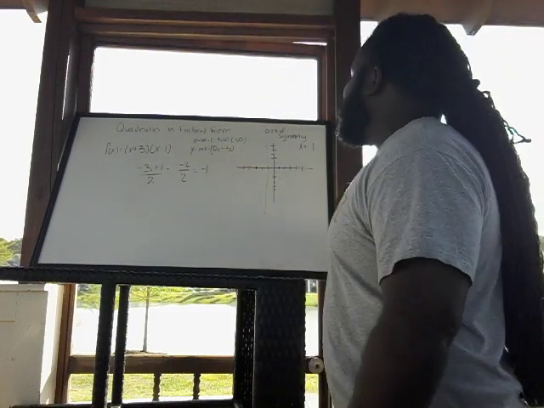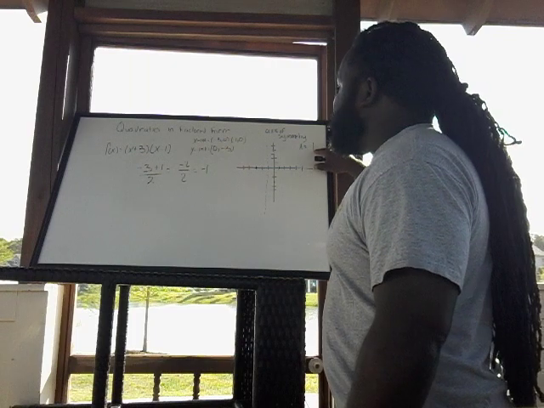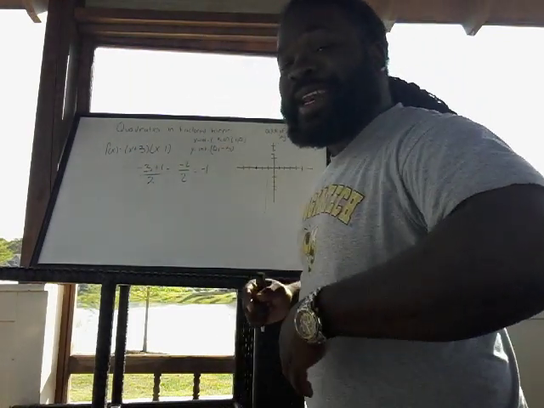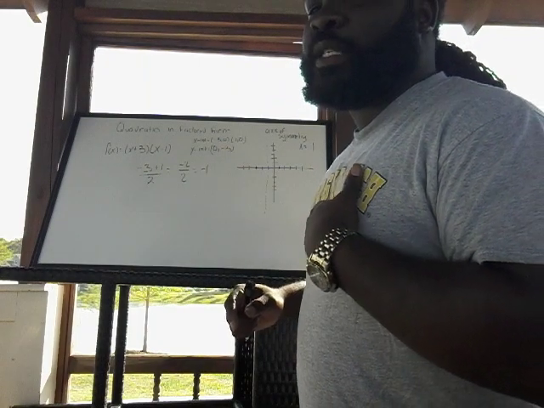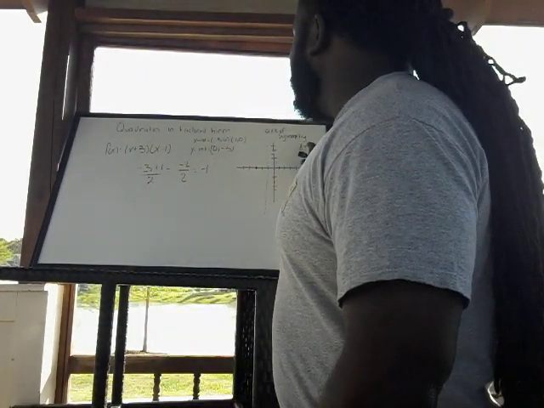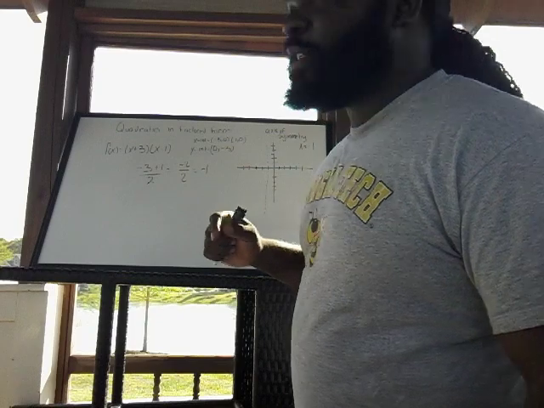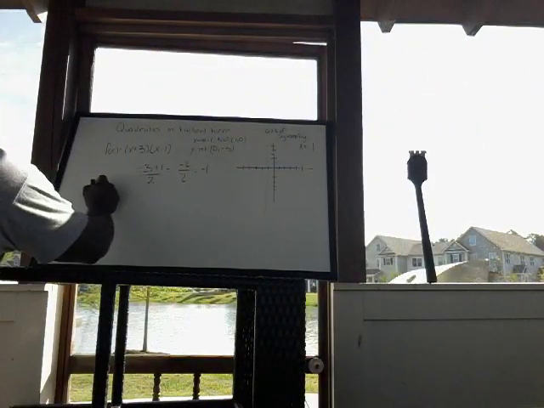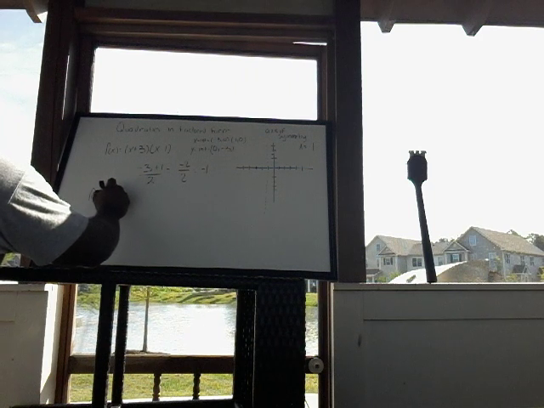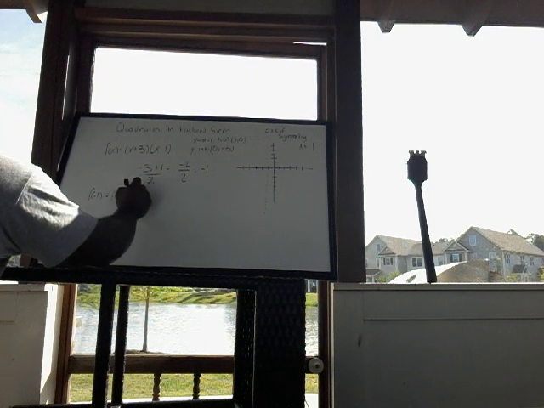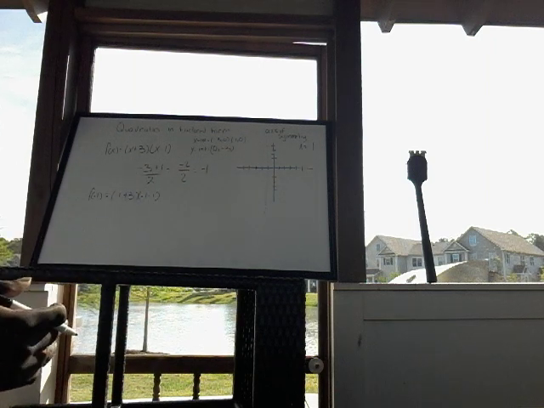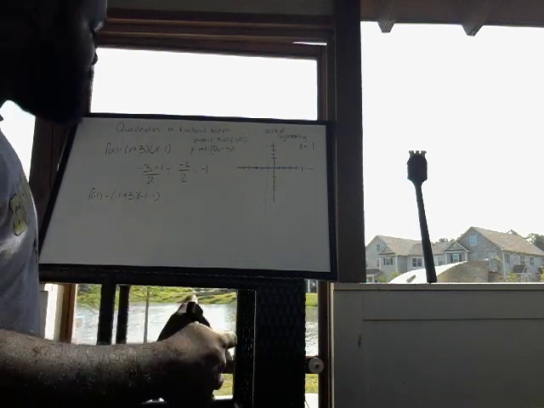So what I want to do is plug this -1 into my quadratic equation, and that's going to let me know what my vertex is. Now, my x value for my vertex is always going to be my axis of symmetry, which is going to be my -1. All right, so I'm going to plug in -1 for my x, and that's going to let me know what my y value in my vertex is.